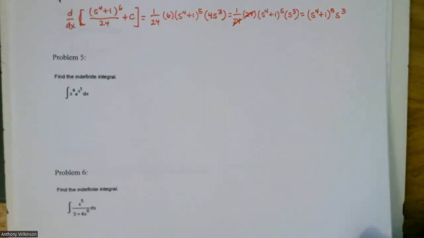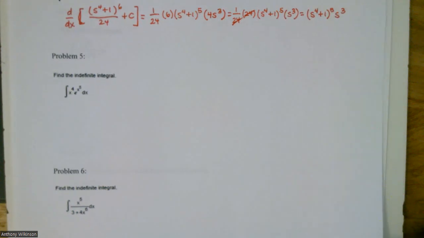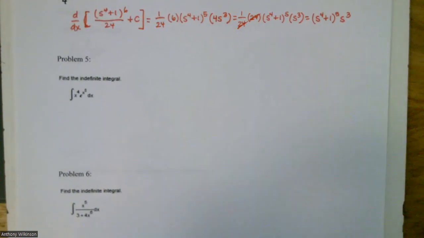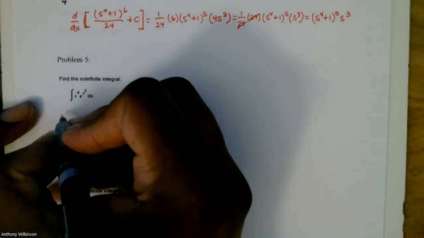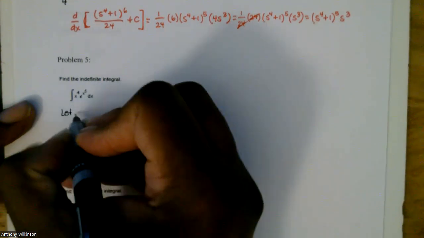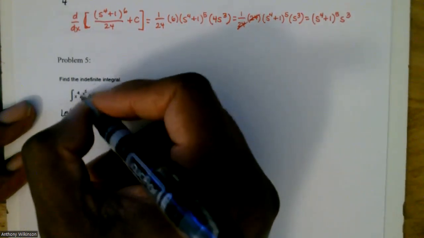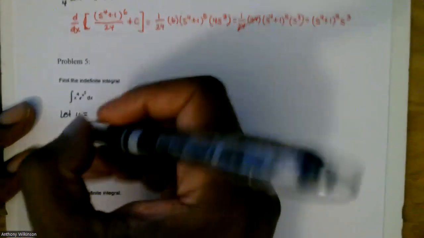All right, problem number 5 is find the indefinite integral. So here we got x to the 4th times e raised to the x to the 5th. Okay, so now in this case here, using the u substitution, I'm going to let u equal to the exponent for the e. That's going to be x to the 5th.